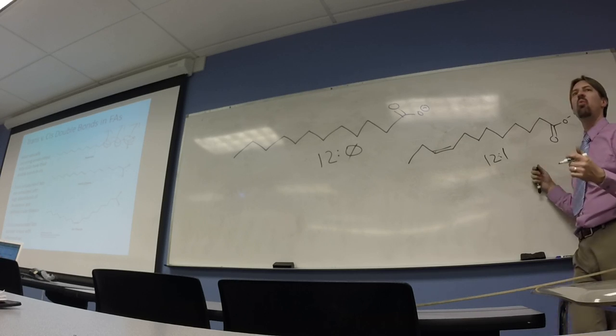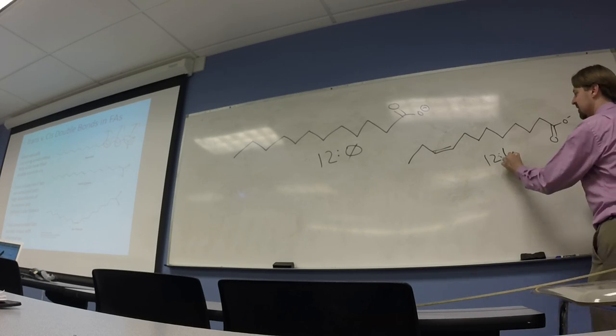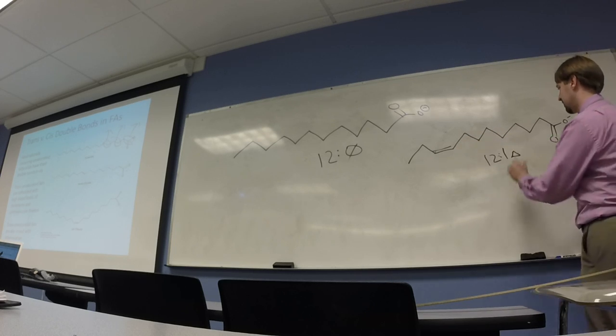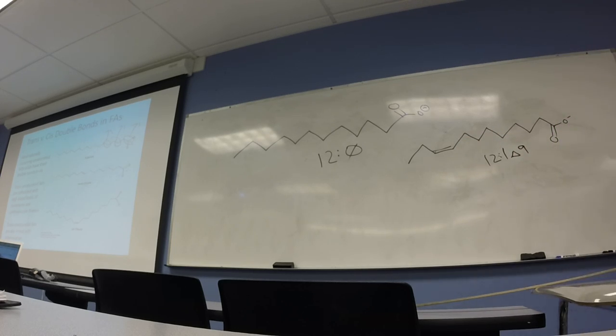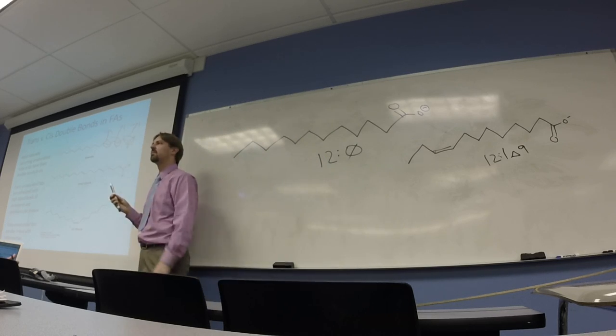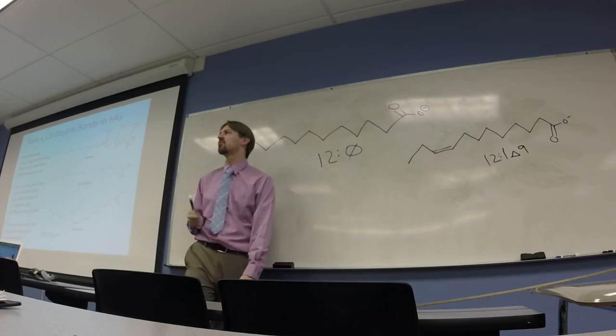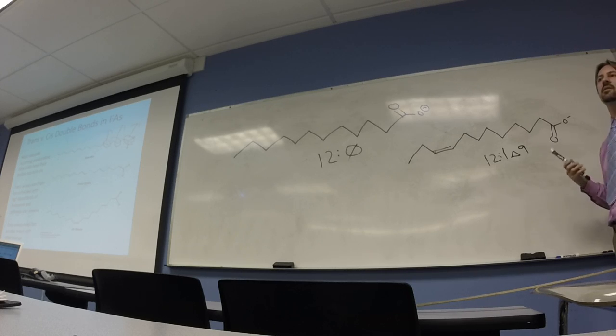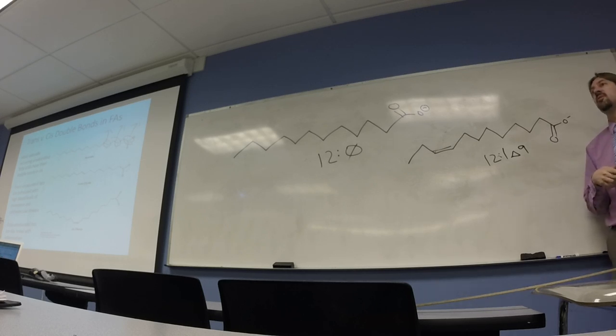And we have to specify where that double bond is. So we put a delta, and we count from our highest priority group. Carbon 1, carbon 2, 3, 4, 5, 6, 7, 8, 9. 12:1, delta 9. I've seen people putting C for cis for fatty acids, like C9. Or it would be T9 if it was trans. Typically, in a biochemical context, we expect cis, so we don't always specify if we assume that it's going to be cis. But C9 instead of delta 9 is fine as well.